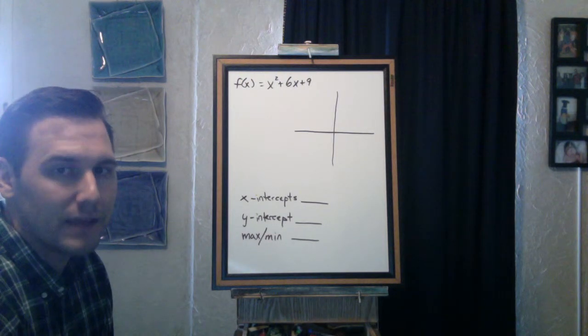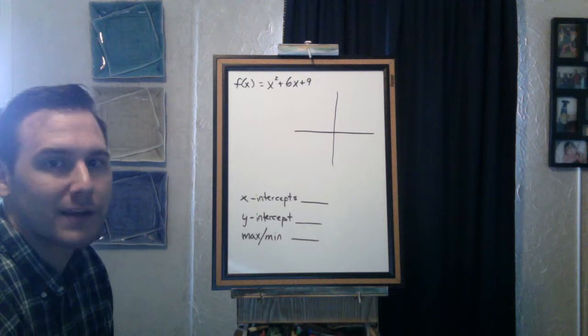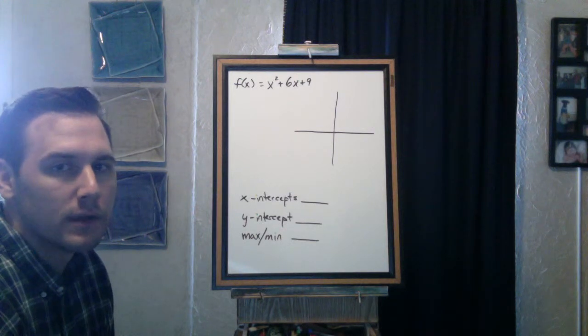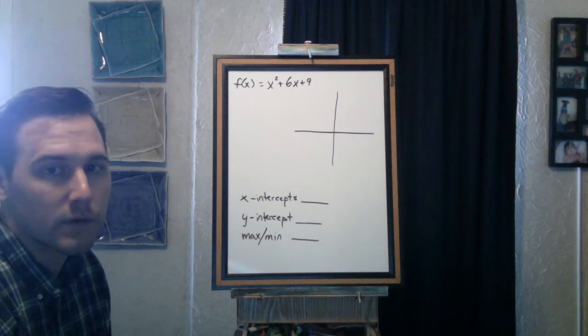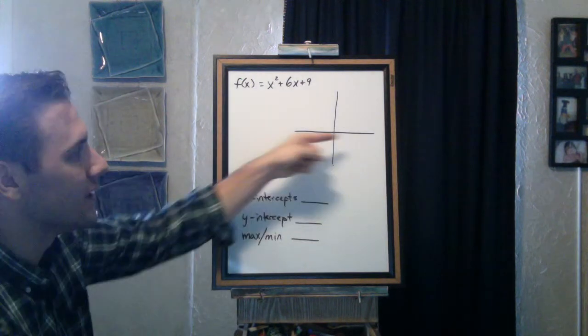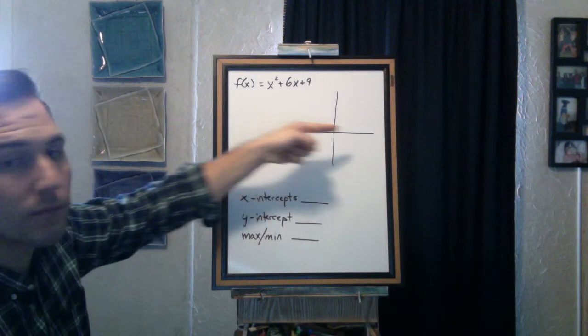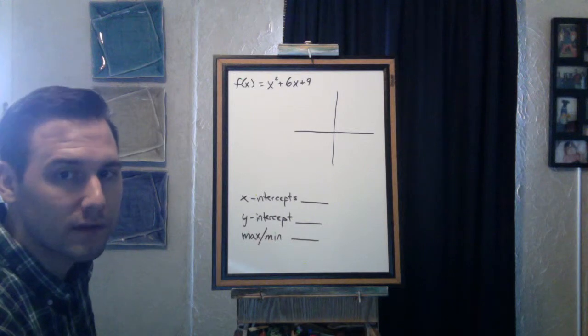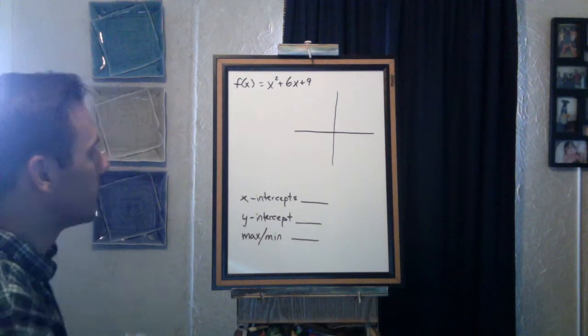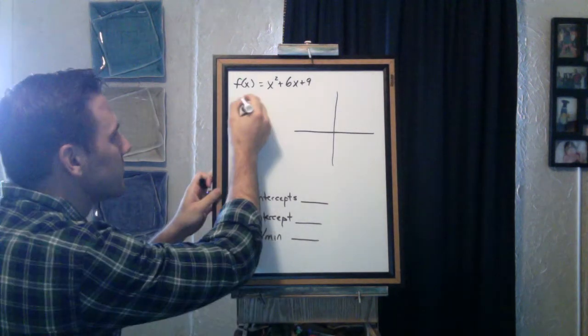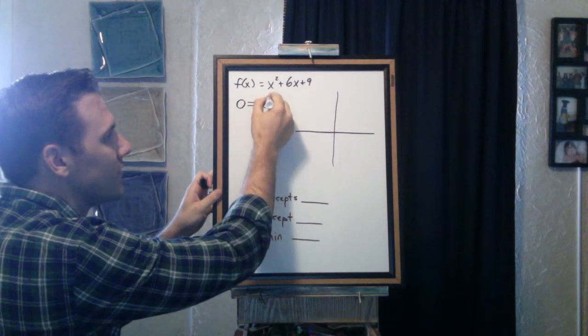Again, the easiest way to find the x-intercepts is to attempt to factor the equation. We set it equal to 0 because when we're talking about the x-intercepts, it's on the x-axis, so the y would have to be 0. So I'm going to take my equation, set it equal to 0, and attempt to factor this.